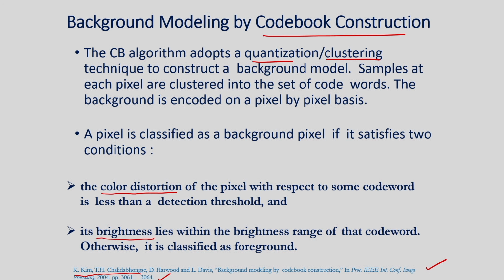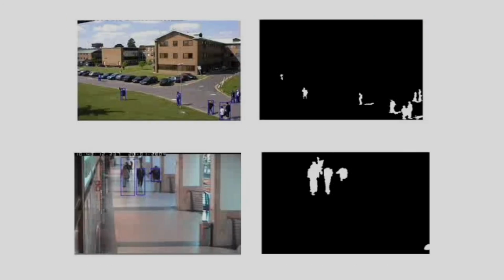So if the brightness lies within the brightness range of the code word, that is also considered, and based on this we can select the foreground and the background pixels. So this is briefly the concept of background modeling by codebook construction. For more details you can read this paper. These are some results we have done, background modeling by the codebook technique.